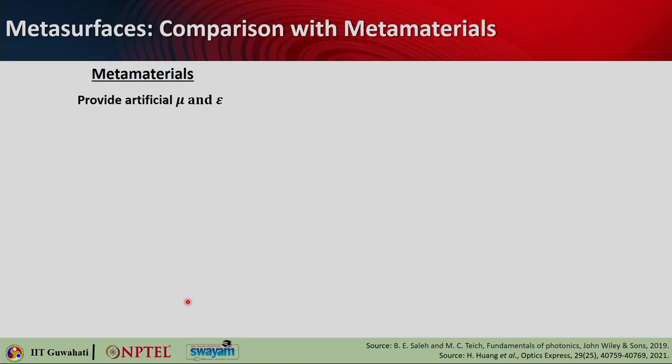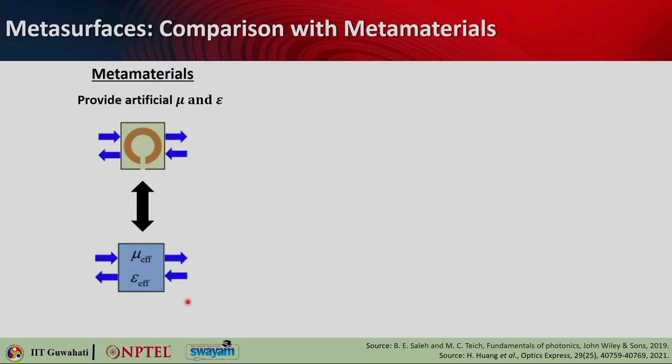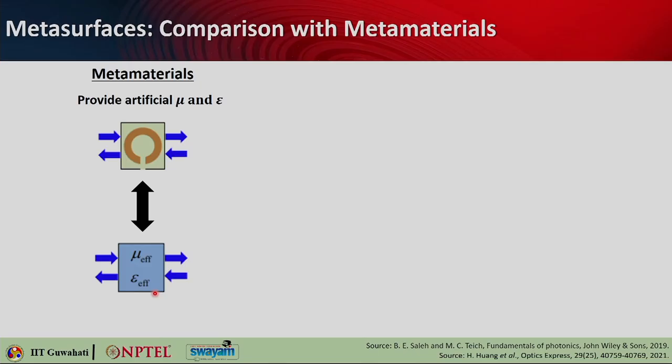So, today we will look at a comparison of metasurface with metamaterials. If you remember, metamaterials are basically 3D materials which are able to provide artificial permeability and permittivity. If you remember the split ring resonator array positioned on a metallic wire, that was able to give you negative permittivity as well as negative permeability. So, we can model the system as an effective permeability, mu effective, or epsilon effective. This is typically a 3D version, where the unit cells are repeated in periodic fashion in all three dimensions.